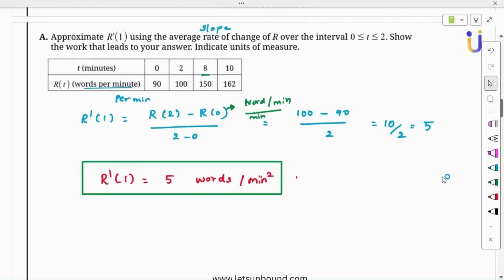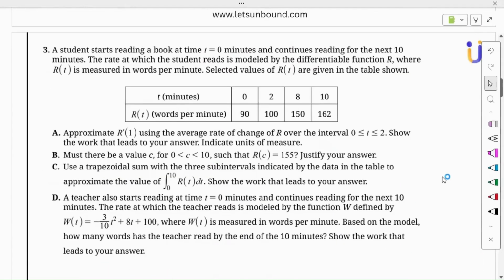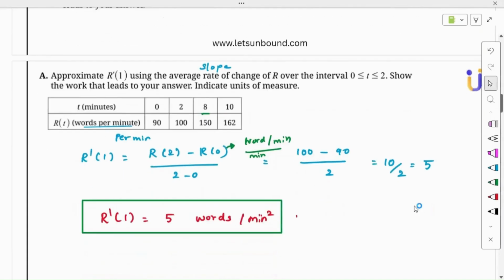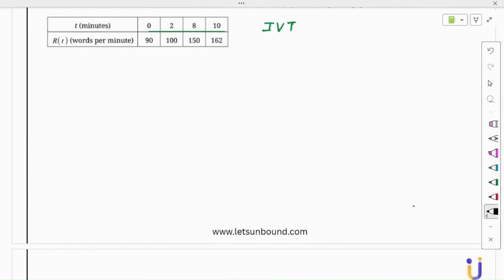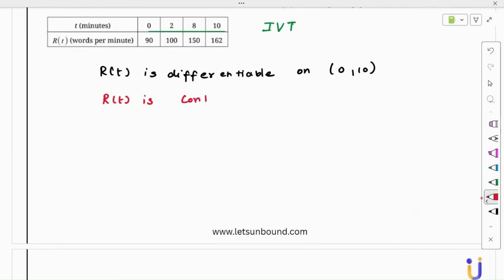So let's see the description again. R of t, a table of values is given, and they clearly mention it's a differentiable function. So R of t is differentiable on 0 to 10. If it's differentiable, for sure it must be continuous. So R of t is continuous on 0 to 10, and IVT is applicable.